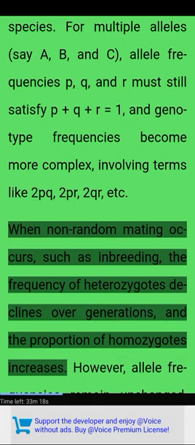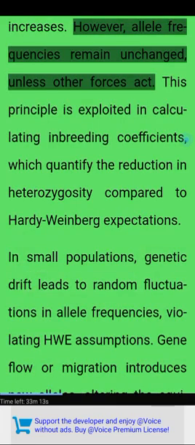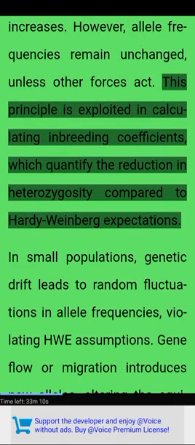When non-random mating occurs, such as inbreeding, the frequency of heterozygotes declines over generations, and the proportion of homozygotes increases. However, allele frequencies remain unchanged unless other forces act. This principle is exploited in calculating inbreeding coefficients, which quantify the reduction in heterozygosity compared to Hardy-Weinberg expectations.